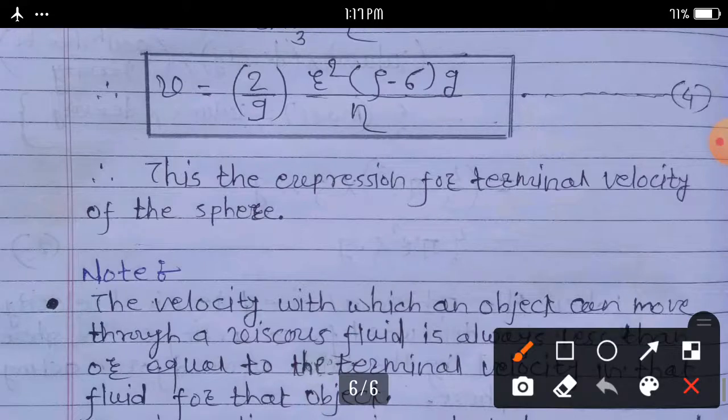Consider equation 4th: v is equal to 2 by 9 r square into rho minus sigma into g upon eta. This is the expression for the terminal velocity of the sphere. This is a very important question: define terminal velocity, and obtain an expression for the terminal velocity of a small sphere falling under gravity through a viscous fluid.